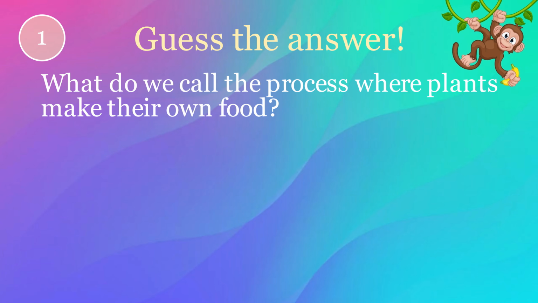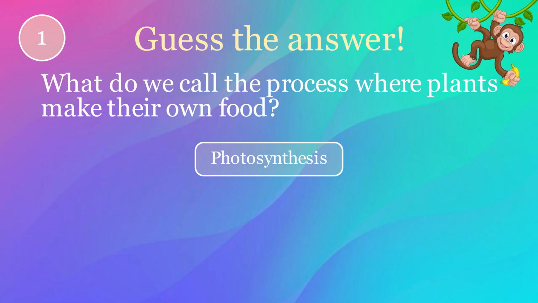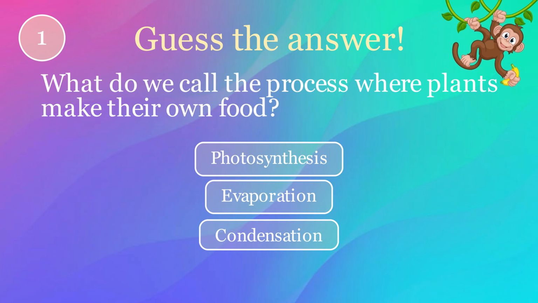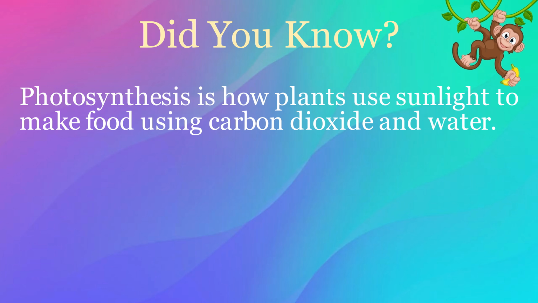What do we call the process where plants make their own food? Photosynthesis. Evaporation. Condensation. The correct answer is photosynthesis. Here's an interesting fact. Photosynthesis is how plants use sunlight to make food using carbon dioxide and water.